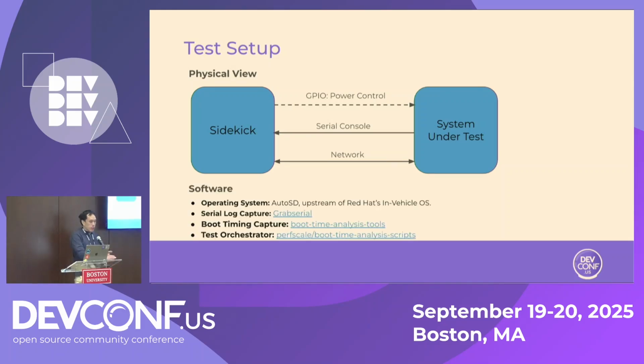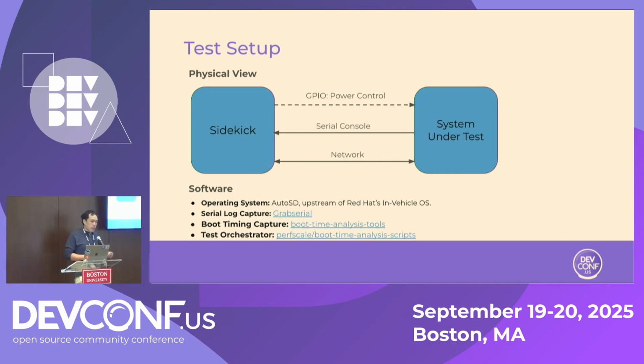And then as far as the software, we're using AutoSD, and this is the upstream of Red Hat's in-vehicle OS. The idea is Red Hat provides a bunch of packages and tooling for OEMs to be able to build a certified Linux for their cars. And then for the serial capture, we use Grab Serial. It's actually a pretty nifty Python tool, with very minimal dependencies. I think it was actually meant for boot time, but it captures, does the timestamps, does diffs. It's been perfect for what we've needed.